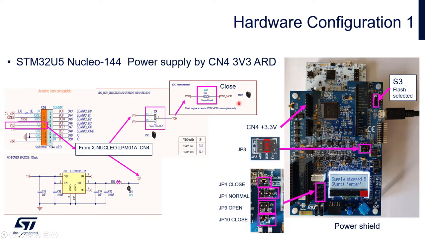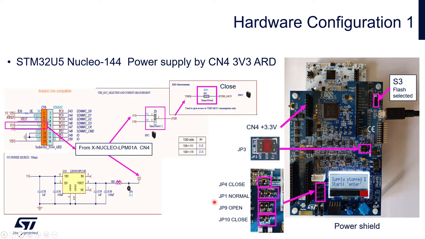On the PowerShield, jumper 3 selects the configuration of the supply source. In this configuration, the PowerShield is supplied by the 5 volt USB cable from the PC connected to USB connector CN5. Jumper 9 and 10 configure the power supply to the Nucleo to deliver power supply on the 3.3 volt Arduino pin. Jumper 10 must be closed.